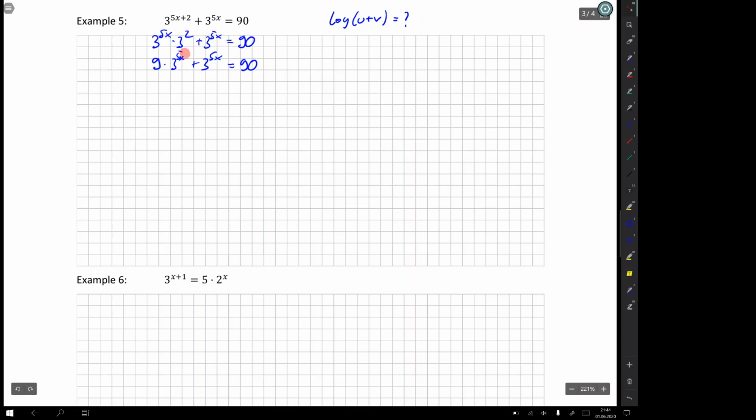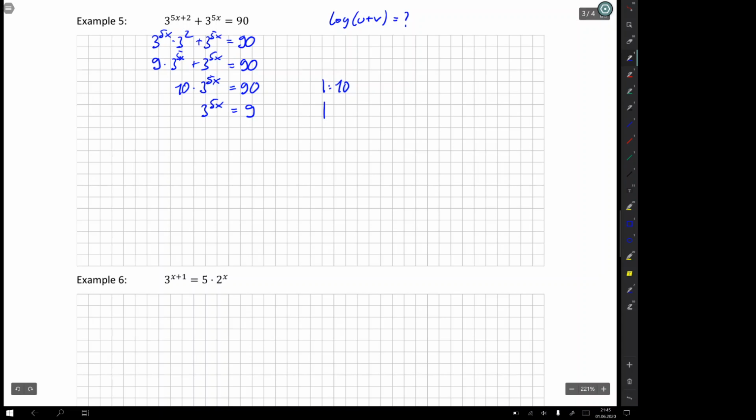And well, 9 plus 1. We have 9 times this expression plus 1 this expression. So we have in total 10 times 3 to the power of 5x. Just imagine if this was 9z plus z, obviously you have 10z. And this z is just a complicated expression, but you have 10 of them now. So that equals 90. And now we divide by 10. We have 3 to the power of 5x equals 9.